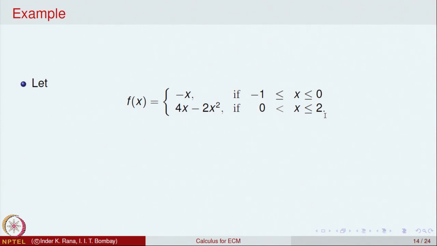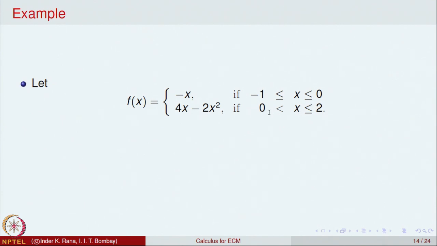Is it continuous? Let us analyze. Look at the function in the interval minus 1 to 0, at all points it is minus x, which we know is a continuous function. Also in the interval open at 0 and closed at the point 2, it is defined by this quadratic function, which we know from our discussions on continuous functions is a continuous function. So, the only point left is the point x is equal to 0. Is it continuous at that point?